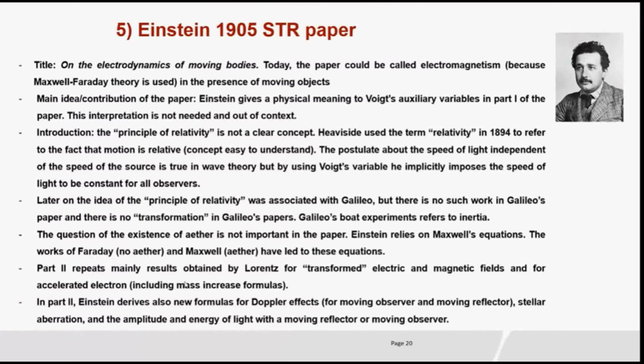And in part two, he repeats mainly the results that were obtained by Lorentz for the transformed electric and magnetic fields and for the accelerated electron, including the mass increase formulas. In part two, Einstein also derived new formulas for the Doppler effect, for the moving observer and moving reflector. There is no moving source there, but in 1907, he has another Doppler effect formula for the moving observer. And also for the stellar aberration and the amplitude and energy of light with a moving reflector or moving observer. For the last one, we will compare with the result that we have using numerical techniques.